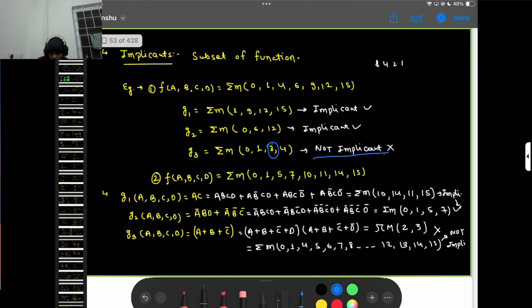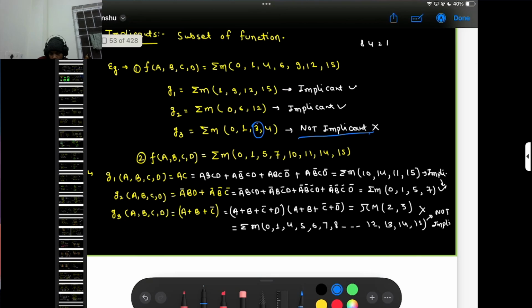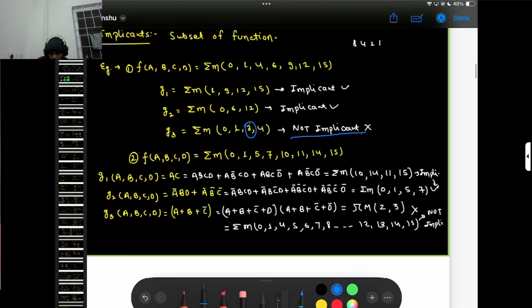If the function equals ABCD, 0 to 15 like this way, 0 1 5 7 10 11 14 15. So G1: ABCD plus AB bar CD, and A bar AB bar CD bar. So this is M 10 14 11 15, that is an implicant.